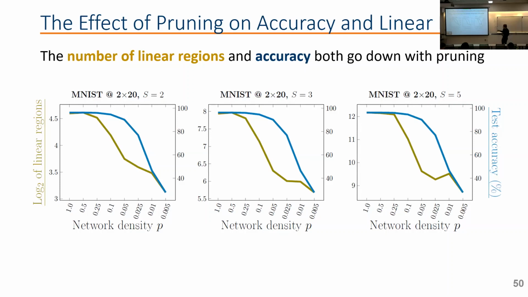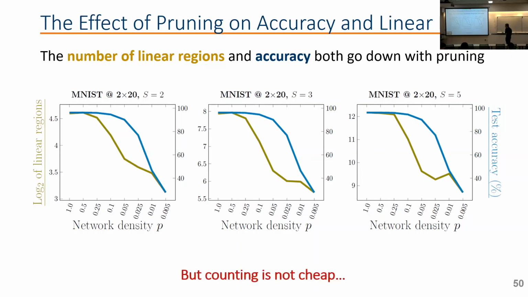And what you see in green here is the number of linear regions as we make the neural network more sparse. And what we see in blue is the accuracy as we make the neural network sparser and sparser. And we're taking some bold steps here and going all the way to 0.5% of the connections left, just to have a good picture of how these two things would walk side by side.